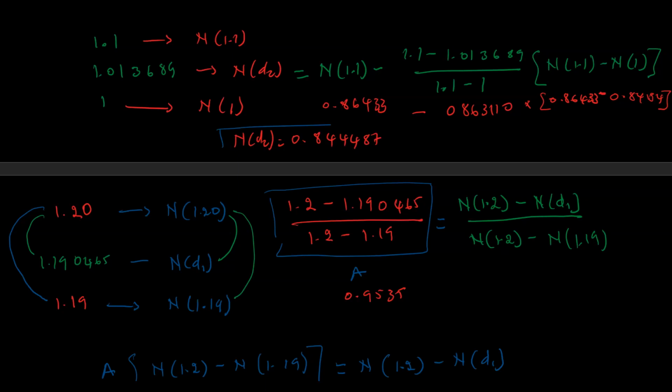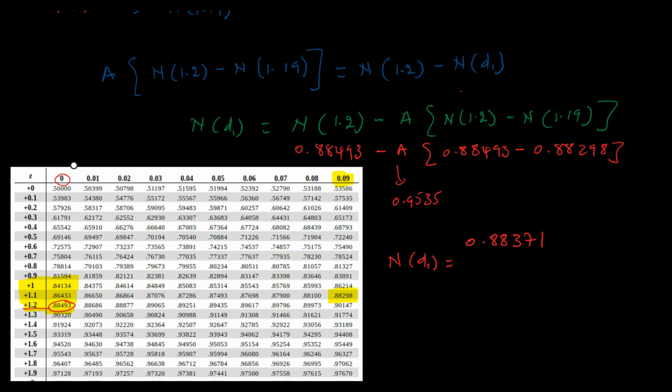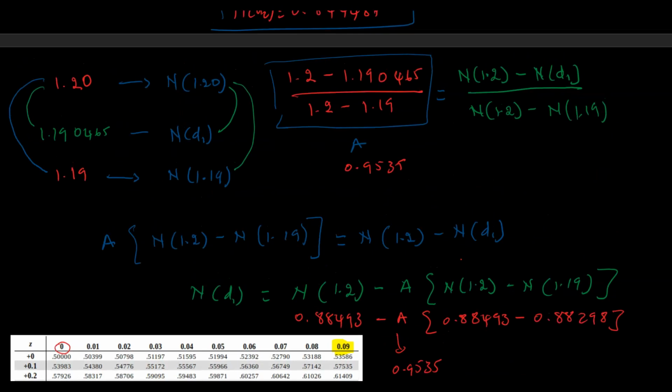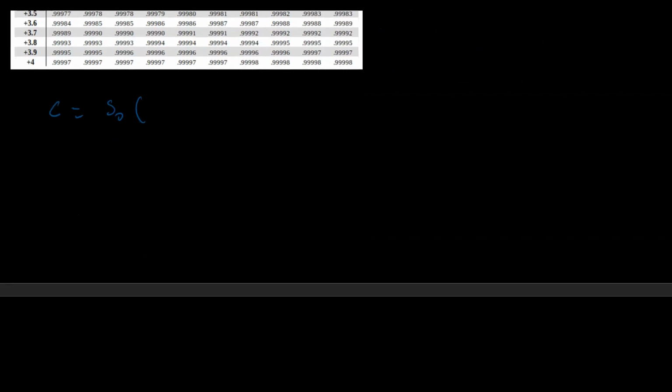Alright, so now we have ND2 and we have ND1. And our ND1, I believe, was this. This was our ND1. So now we can compute our call option value. So our call option value is going to be equal to the stock price multiplied by ND1. And you remember that ND1 was 0.88371. And to that we do minus the strike price, present value, and multiply by ND2.